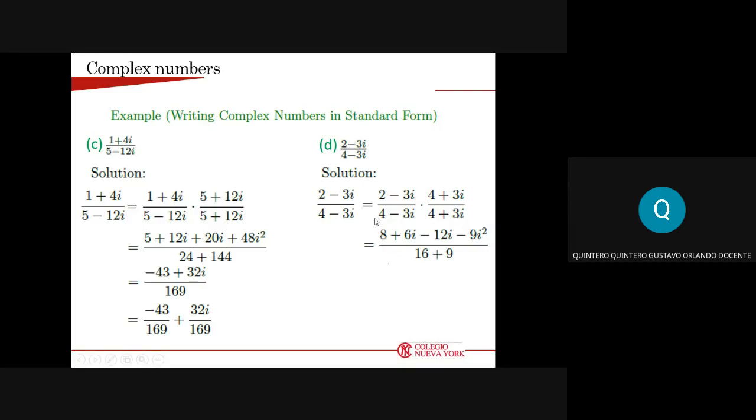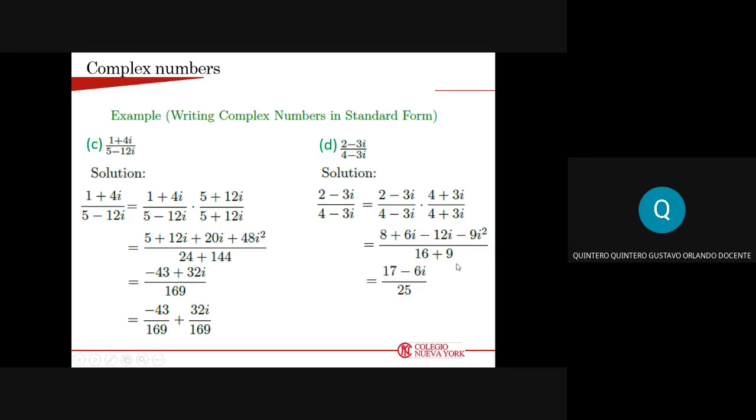Again, if you wanted, you can do the FOIL, but it will give you this. So it is a little shortcut. The first element squared, 4 squared is 16. And then the second element squared, 3 squared is 9. Always positive. So 16 plus 9. That's it.